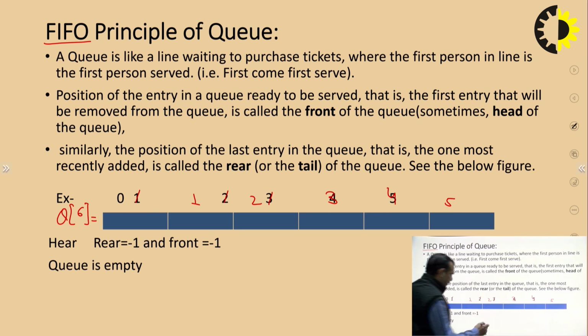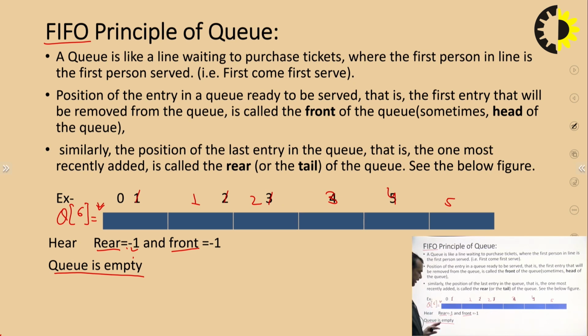Firstly we define the value of front and the value of rear. If there is no element, it means the queue is empty, then we declare front equal to -1 and rear equal to -1. These both conditions represent that the queue is empty. Similarly, if front is -1 and rear is -1, it means there is no element in the queue.